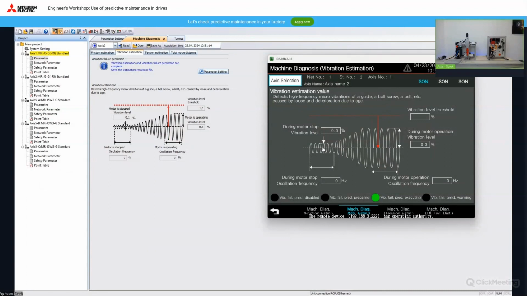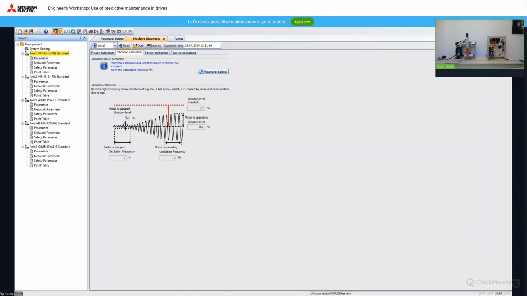And that is, let's say, the vibration. So the next thing is the friction, and to show you how the friction estimation and friction judgment work, I will start axis number 3. It is the axis that controls the XYZ application, but wait a minute, because I have some troubles starting this axis.